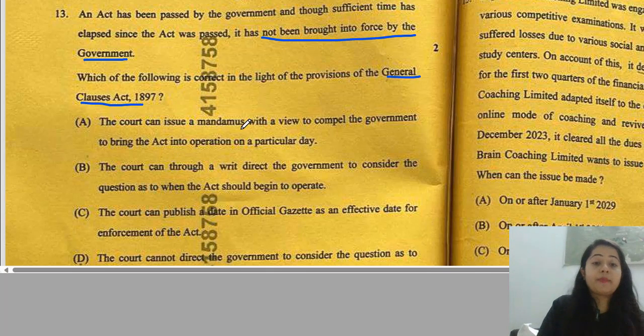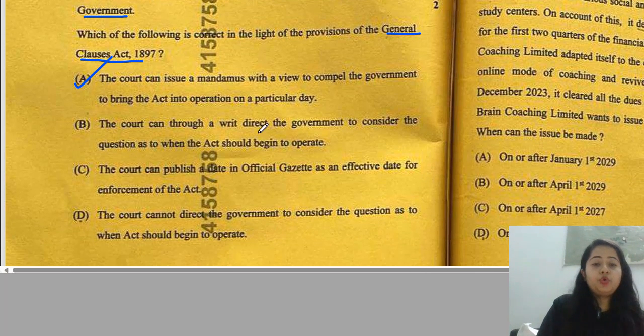Option A, the court can issue a mandamus with a view to compel the government to bring the act into operation. A is the correct answer, but we are going to read the other three options also. The court through writ directs the government to consider the question as to when the act should begin to operate. This is not right. The government can publish a date in the official gazette as an effective date. That is wrong. The court does not have power to fix a date on the act. The court cannot direct the government. Again, that is incorrect. So, our correct option here is A.